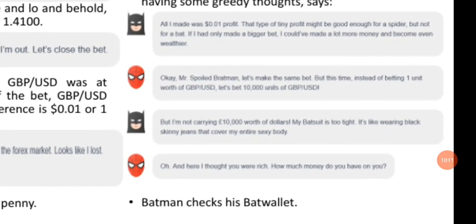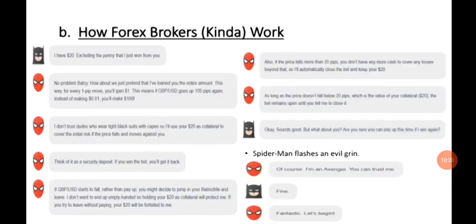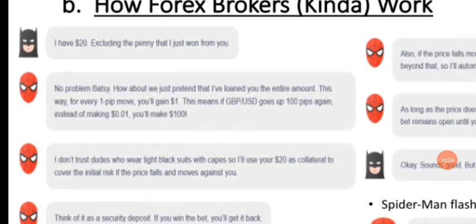And Spider-Man replies, "Oh, and here I thought you were rich. How much money do you have on you?" Batman checks his bat wallet. So, Batman says this: "I have $20, excluding the penny that I just won from you." "No problem, Batsy. How about you just pretend that I've loaned you that entire amount? This way, for every one pip move, you gain $1. So this means if Great British Pound moves up by 100 pips again, instead of making $0.01, you'll make $100."